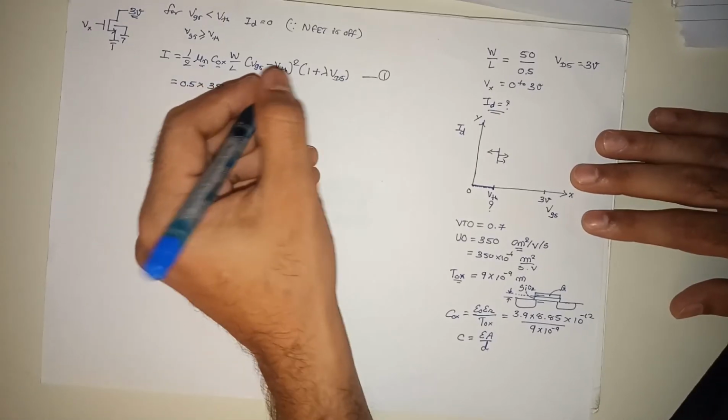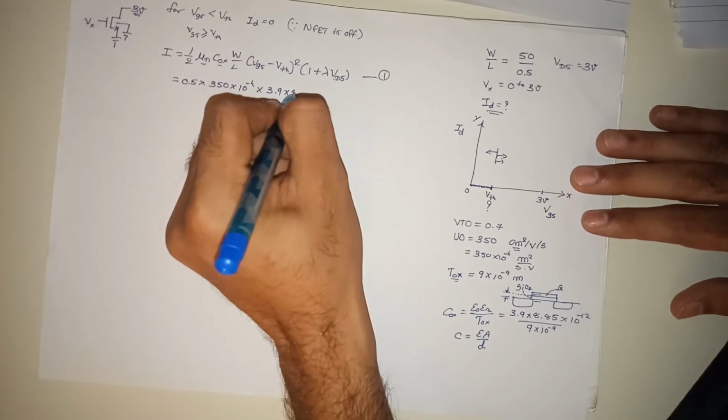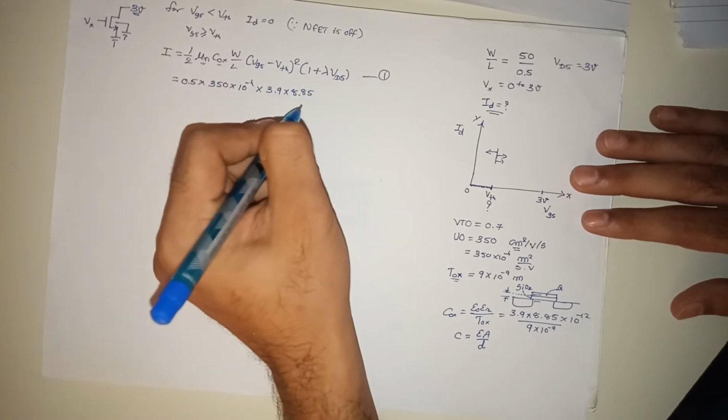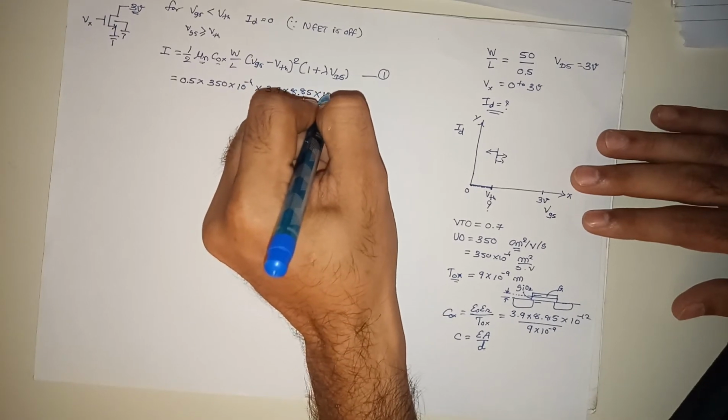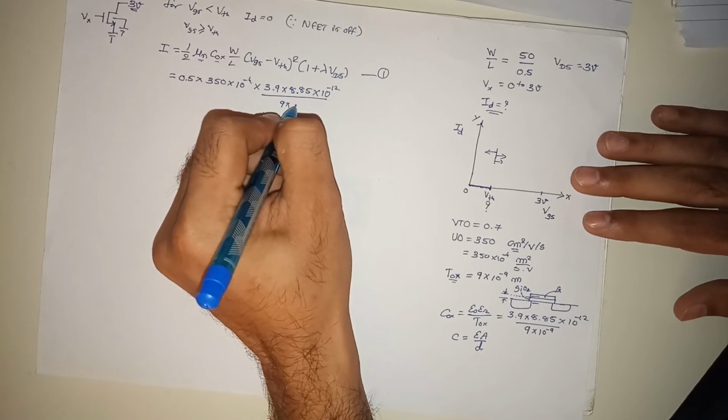So the COX value I will put here, that is 3.9 into 8.85 into 10 raised to minus 12, by 9 into.